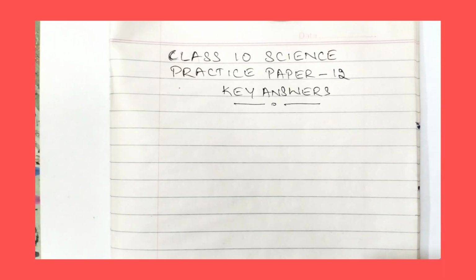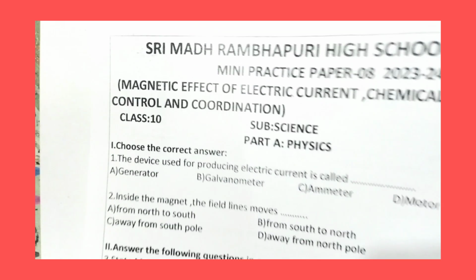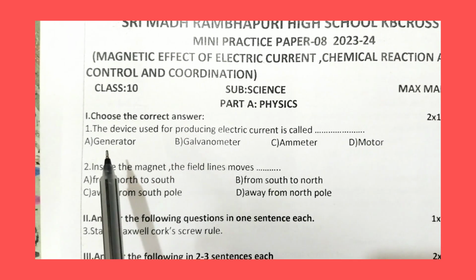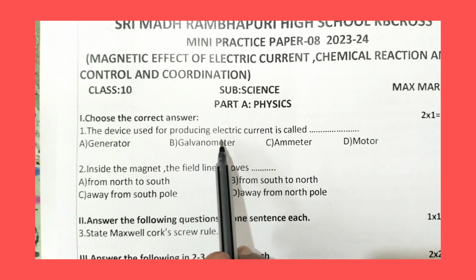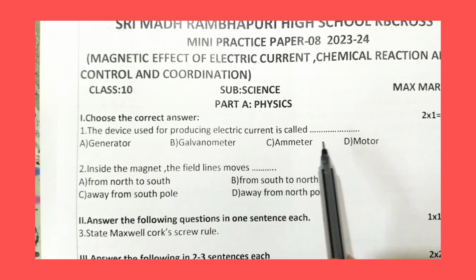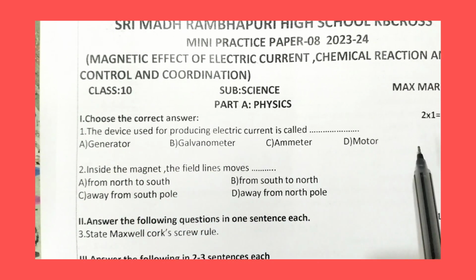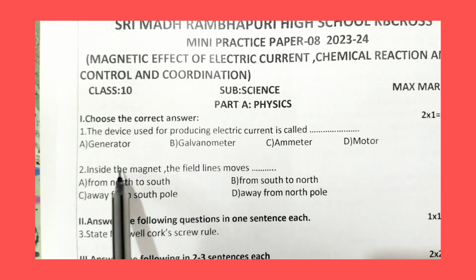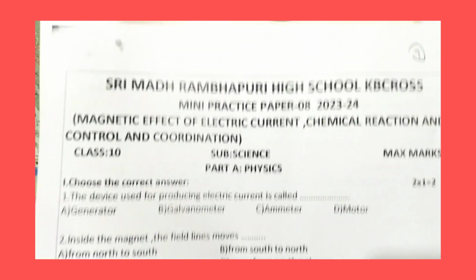In this video, we are going to continue class 10 science. This is practice paper number 12. So let us answer this question. The first question is, the device used for producing electric current is called generator, galvanometer, ammeter or motor. Among these four options, the right answer is option A, generator.